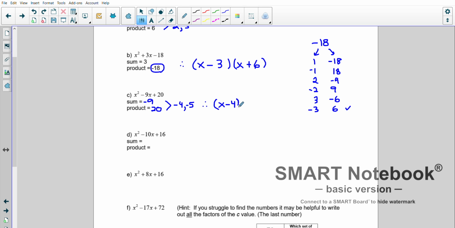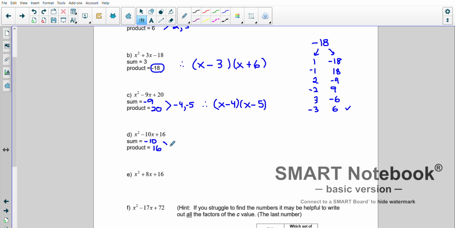So obviously going forward, you won't be prompted with the sum and the product. You're going to have to know which value is the sum and which one's the product. So two numbers that add up to minus 10 multiply to positive 16.